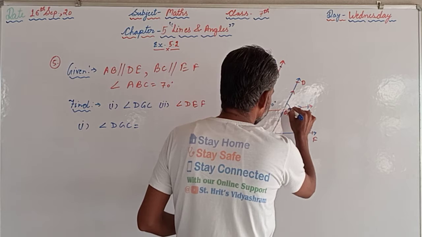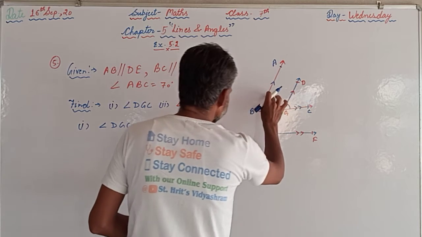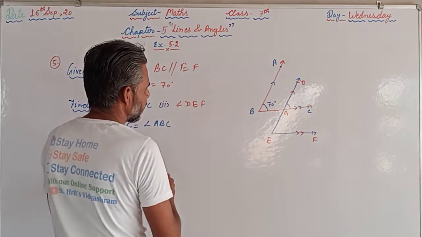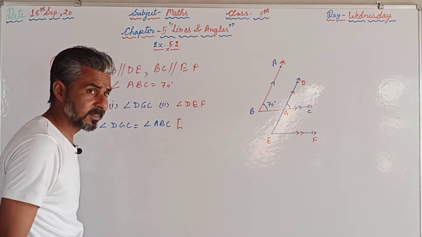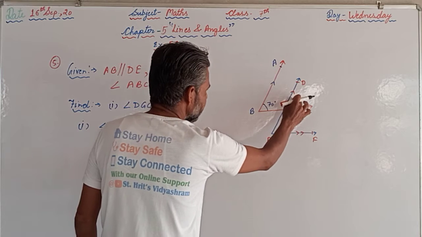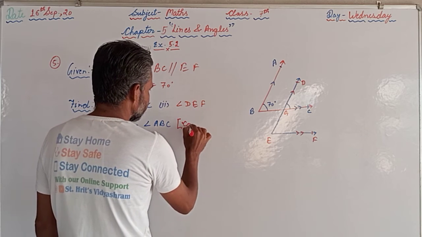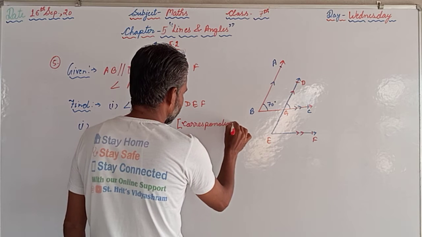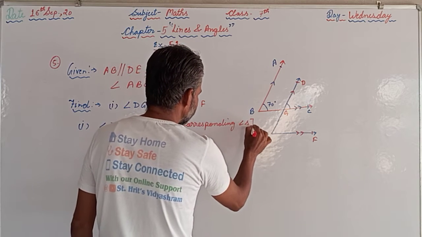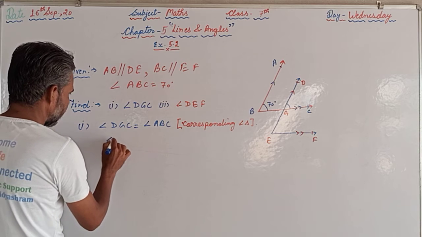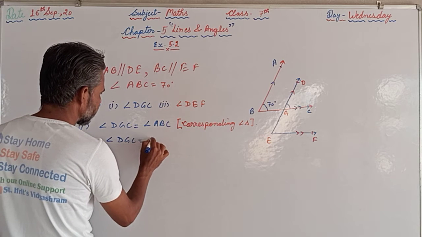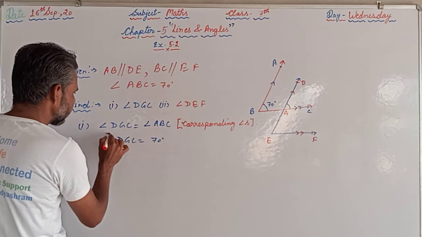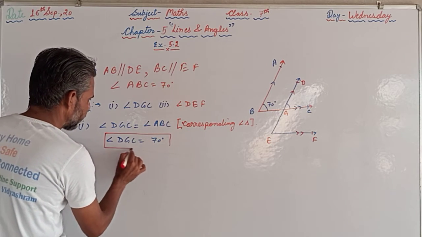So for the first part, angle DGC will be equal to angle ABC. Why? I told you many times that we are supposed to supply the reason for that. This angle and this angle are corresponding angles. Hence we can write angle DGC is equal to 70 degree. Why? Because angle ABC is already given 70 degree.